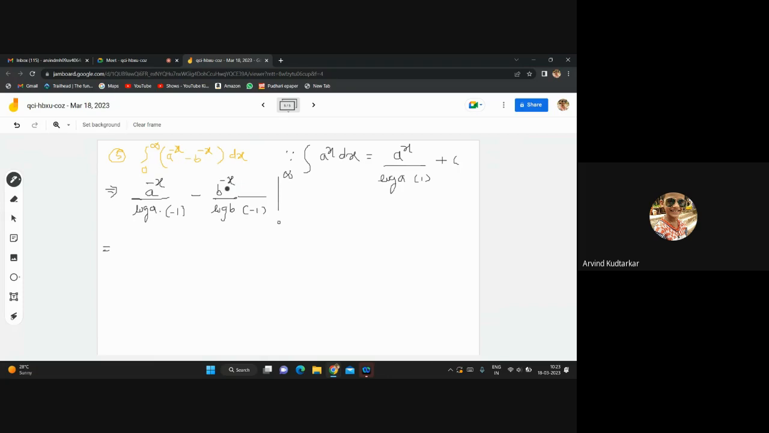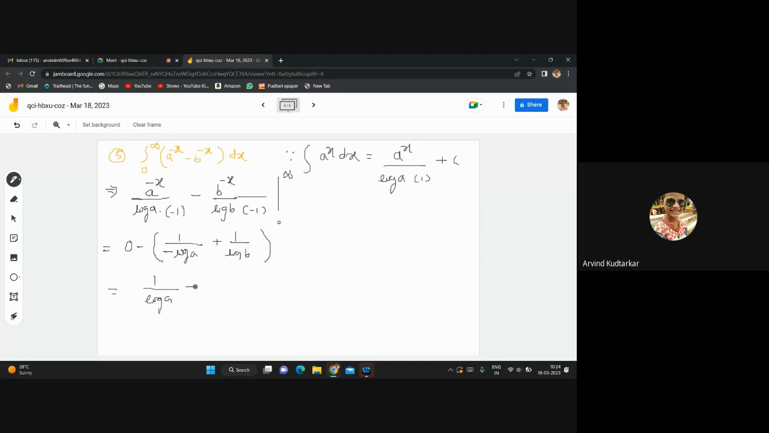You know, here is the effect of the minus on this logarithmic term. So minus minus is plus, so 1 upon log of a, and minus plus is minus. So minus 1 upon log of b. And this is the correct solution of this integral.